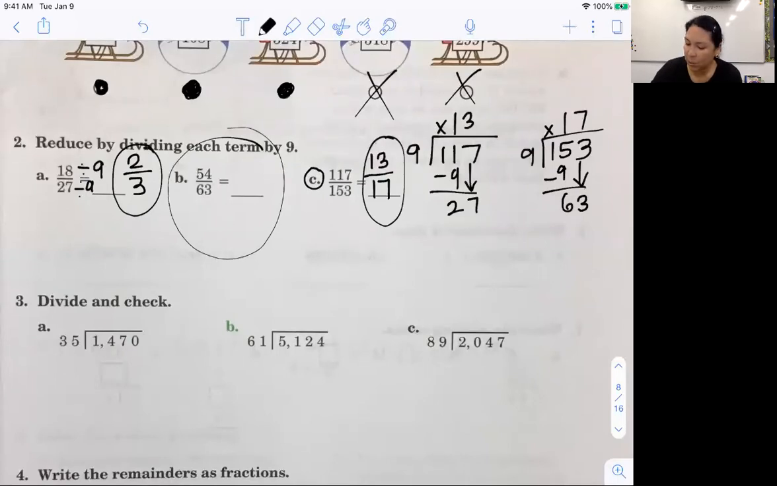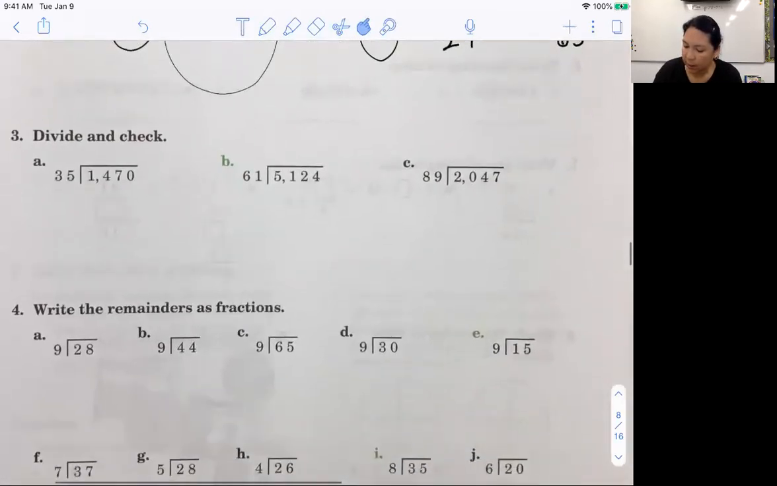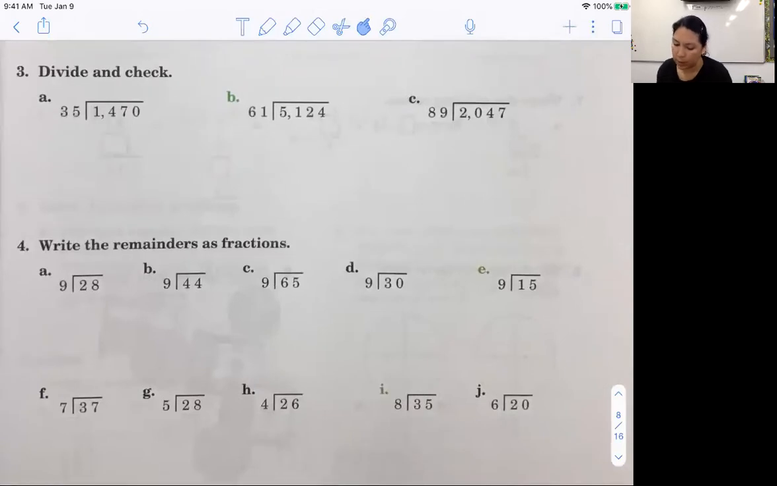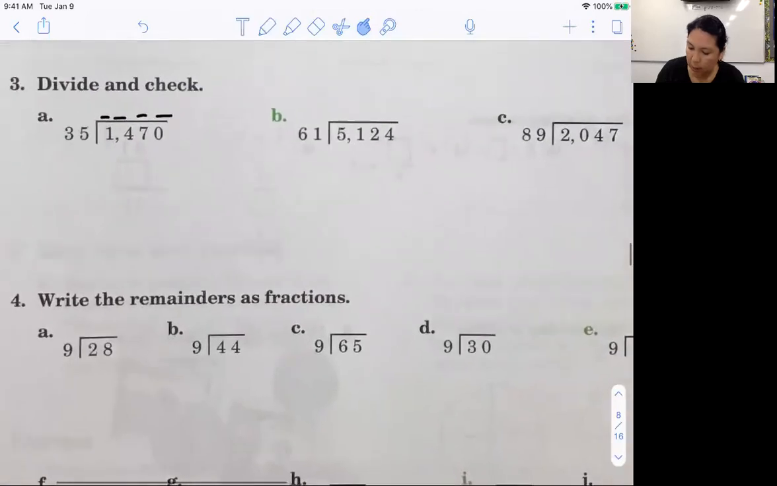All right, so we're gonna do one divide and check together, and then you're gonna do one by yourself. So which one should we do together? I'll go ahead and do the first one, and then you can pick either B or C, but I'll ask for one of those when I give you a call later. Okay, so let's draw our lines on top. I always feel like that's the hint here that helps us.